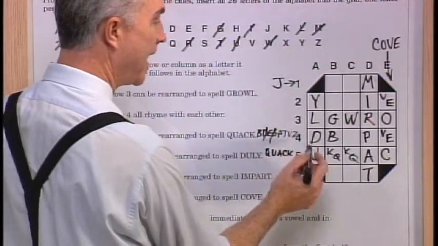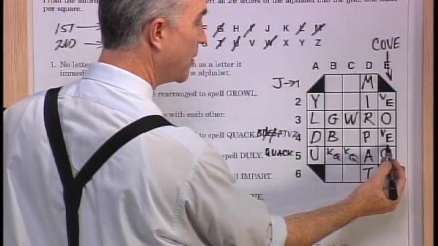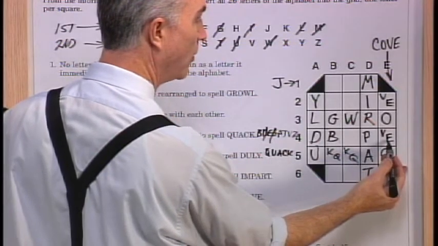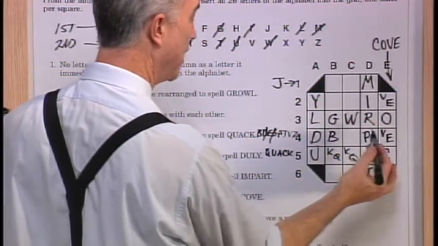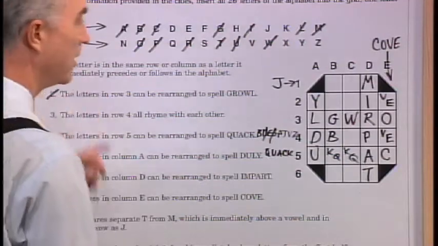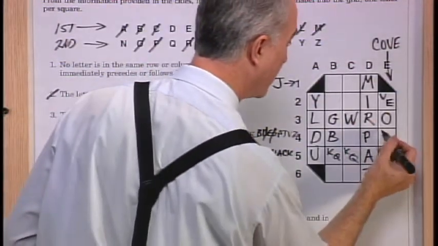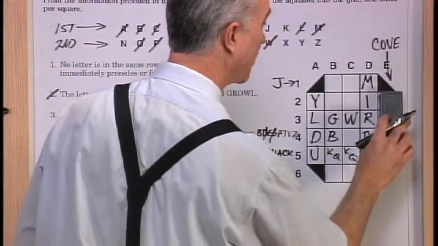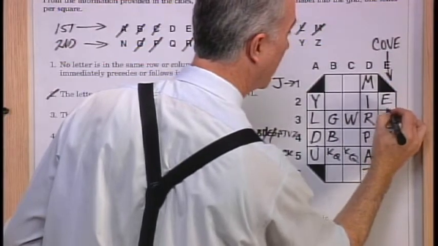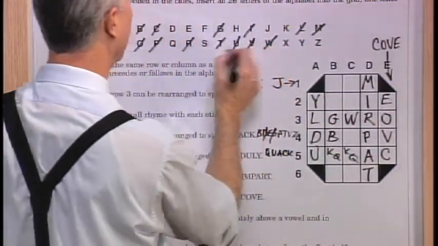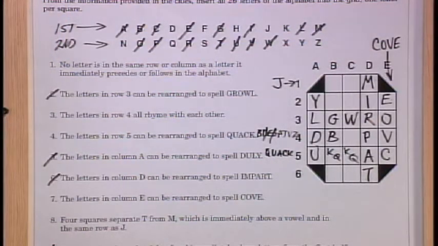Row 4, we happen to have a D in the first box. Our choices down here in this last box are either V or E, but because E immediately follows D in the alphabet, that would violate clue number 1. We now know that this is V, and that leaves our top square in that column as E. Let's eliminate V and E from there and also from our rhyming letter list.